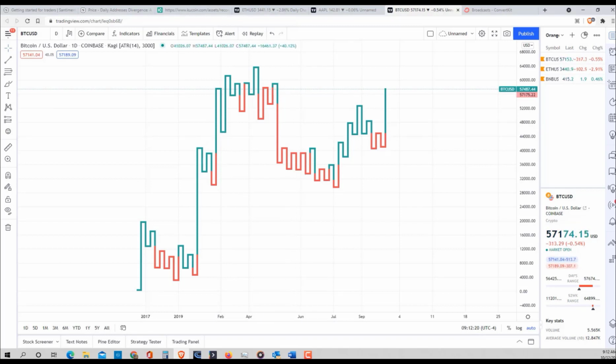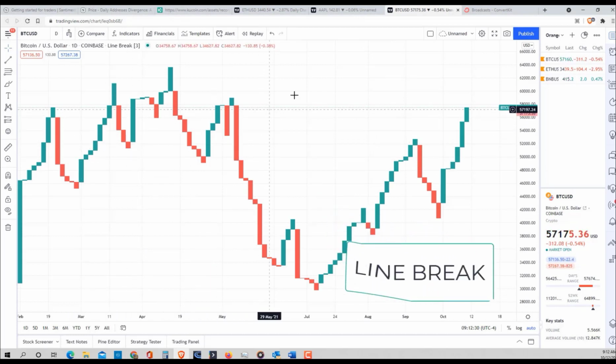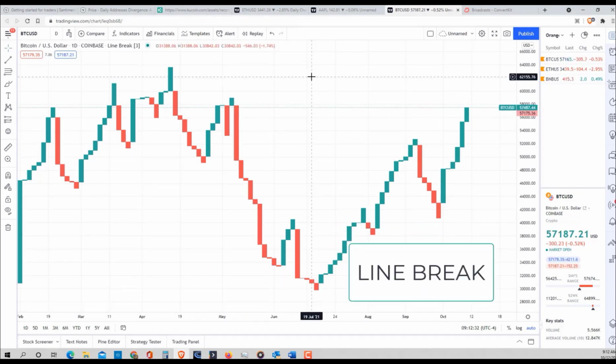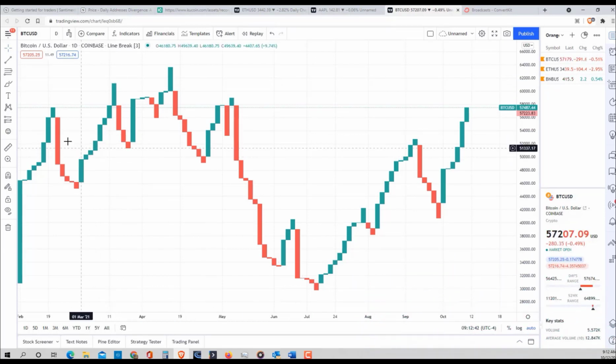So if you have the nerves of steel, you can use it. Let's look at the next chart. It's called line break. And again, it is a very similar type of thing. It has up bars and down bars like all the rest of them, and it takes place based on the closing price of the previous day, of the previous bar.